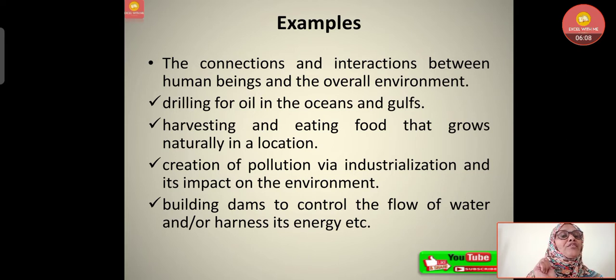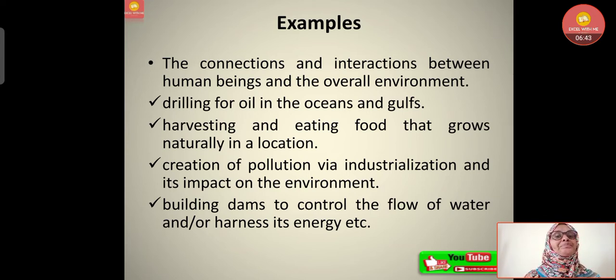Let's see the examples of human interaction with the environment here. The connection and interactions between human beings and the overall environment is called human interaction. So, drilling for oil in the oceans and gulfs. This is one of the examples. Then harvesting and eating food that grows naturally in a location. Then creation of pollution via industrialization and its impact on the environment. Then building dams to control the flow of water and/or harness its energy. So these are all the examples of human interaction or human environment.